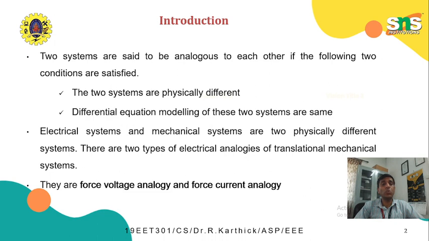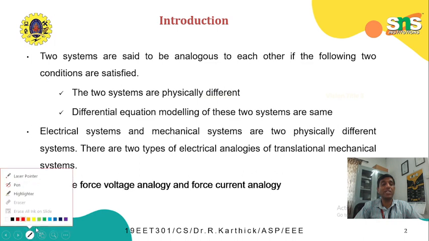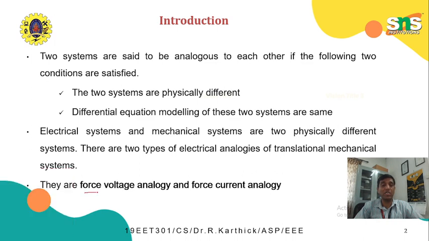So there are two types of electrical analogies of the translational mechanical system. Two analogies. One is the force voltage analogous system, the other one is the force current analogous system. So these are the two analogous systems, that is, electrical analogy for the translational mechanical system. In today's lecture, we are going to see what this force voltage analogous system is and what this force current analogous system is.